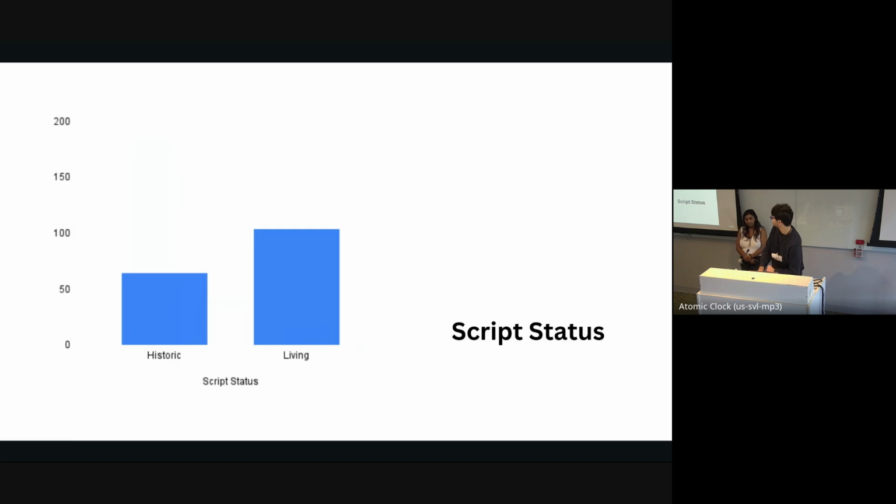And then also, this is the split of living and historic scripts, where living just means it's a script that's still in use. And historic means one that's just historical. But a great deal of historic scripts are also in there, which is pretty interesting, because originally the vision for Unicode was that it was not to be used for historic scripts and was supposed to be just for living scripts that need to be used on the internet.